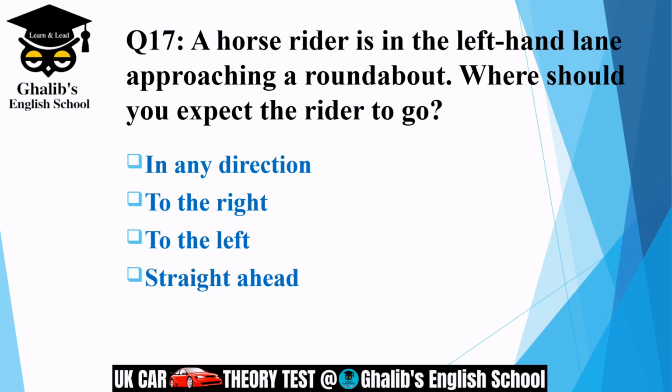Question 17. A horse rider is in the left-hand lane approaching a roundabout. Where should you expect the rider to go? In any direction? To the right? To the left? Straight ahead? So the correct option is in any direction.